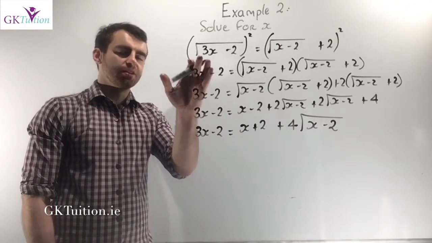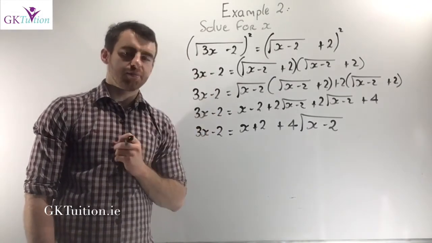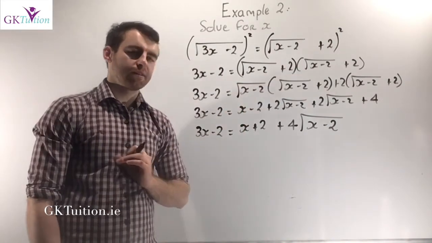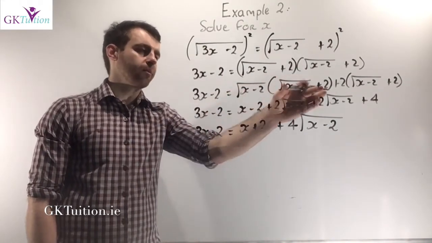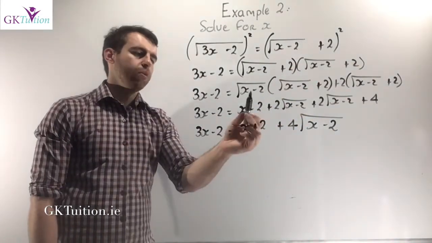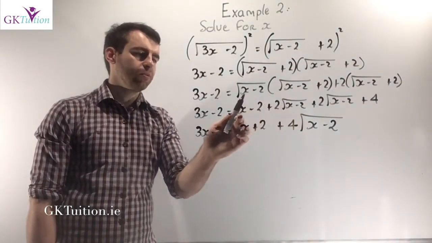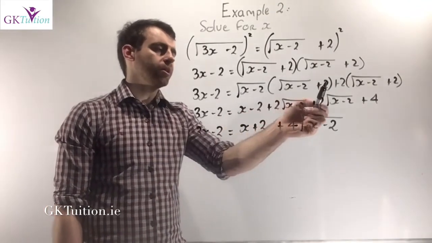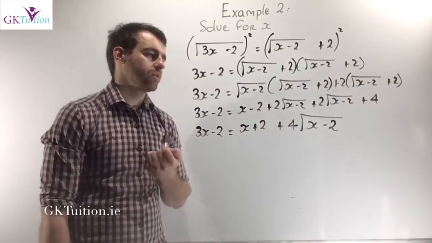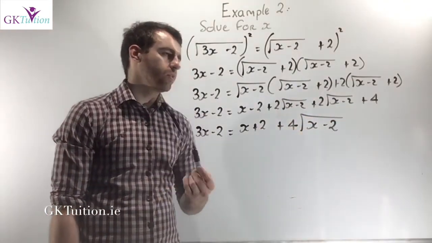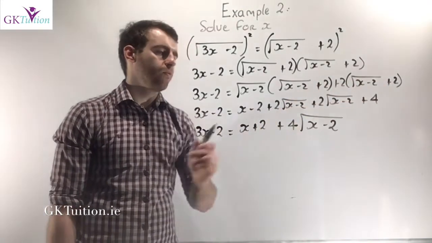The reason I did it is because when I square the left, I simply get 3x minus 2. But the problem is when I square the right, I have double brackets. So I multiply the first thing in the first bracket by the second bracket, second thing in the first bracket by the second bracket. Root x minus 2 by root x minus 2, the surds cancel and I get x minus 2. Root x minus 2 by 2 is plus 2 root x minus 2. Then I have 2 by the surd, which gives me plus 2 times the surd. And then I have 2 times 2, which is 4.